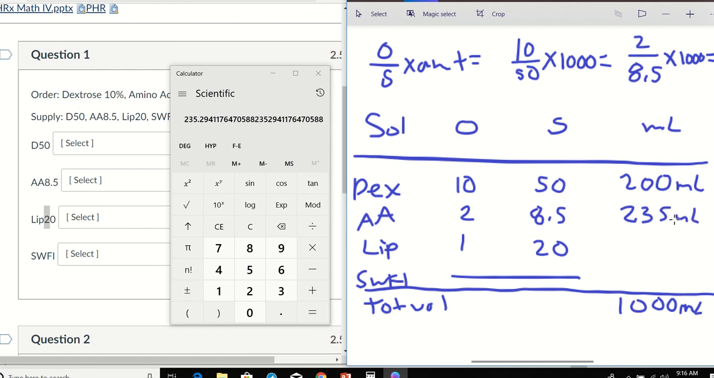All right, you guys figure out how much lipids we'll need. Tell me how much lipids we'll need. Punch it in. Order over supply times the amount.